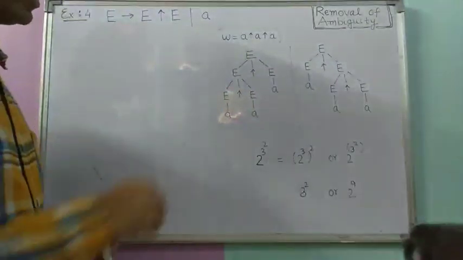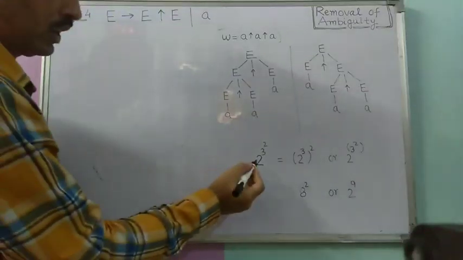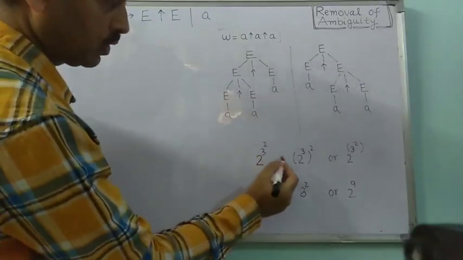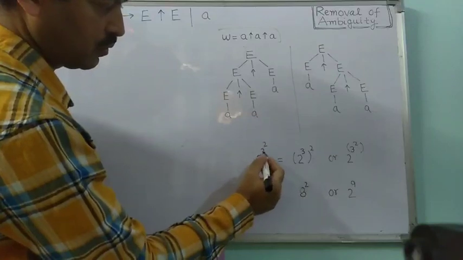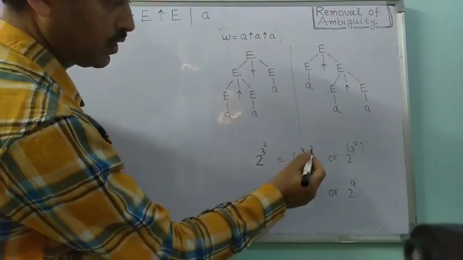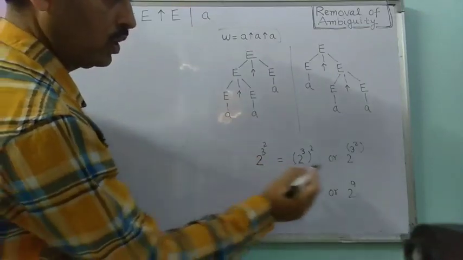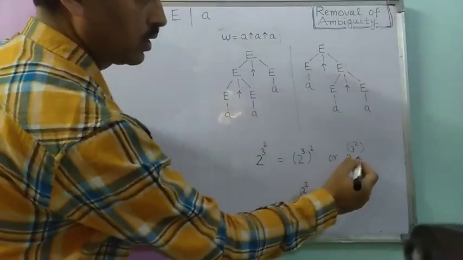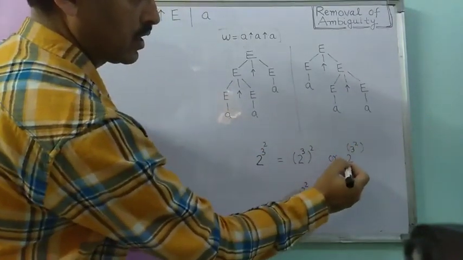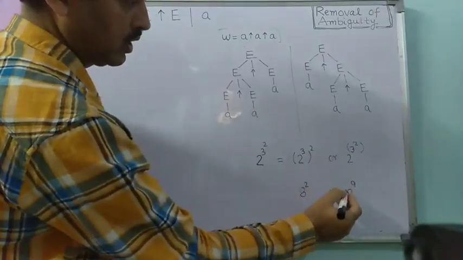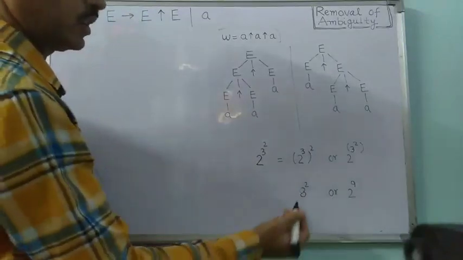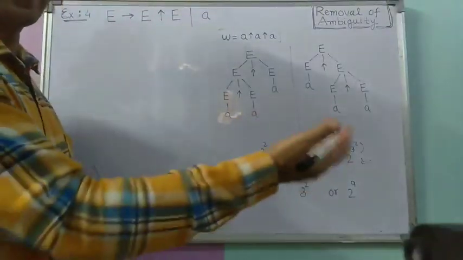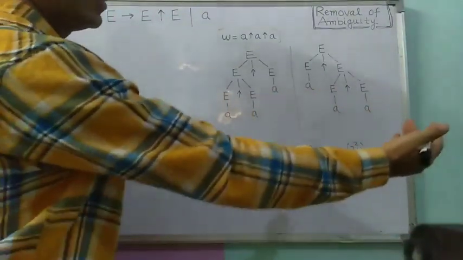Now again the question is, among these two which one is correct? The power operation is right associative. Just look at it: if we have the expression 2 to the power 3 to the power 2, what will be its value? Either we put a bracket around 2 to the power 3, first performing this operation and then raising to the power 2, which simply means 8 to the power 2, or we first perform 3 to the power 2 and then raise 2 to that result. So it is 2 to the power 9 or 8 to the power 2. Which one is correct? Obviously 2 to the power 9 is correct, because this operation is right associative. We perform this operation from right to left.